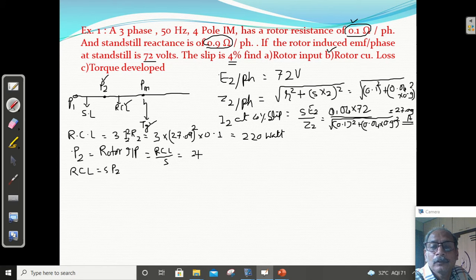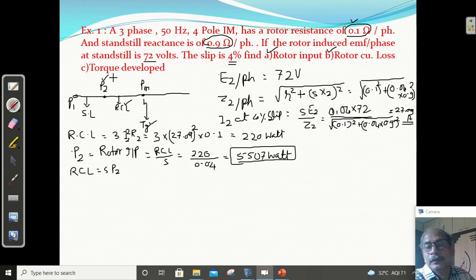That is, rotor copper loss equal to 220 upon the value of S, which is 0.04. Slip is given 0.04. So if we solve 220 upon 0.04, we get 5507 watt. That is the answer we got, rotor input P2. This is the second answer we got.